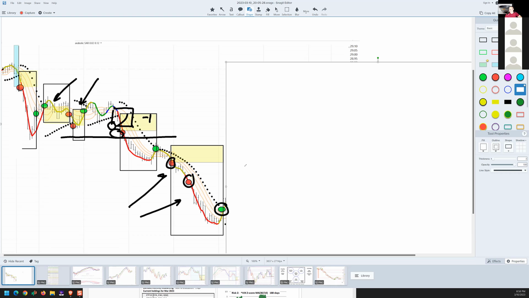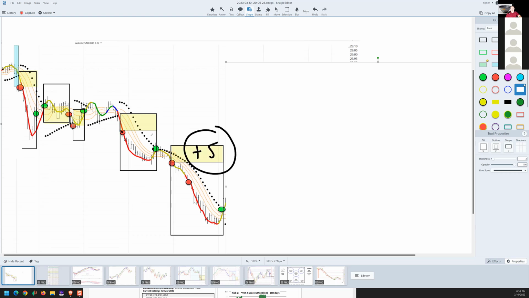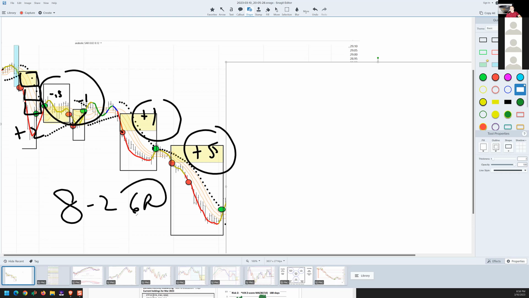We got two positions for multiple R's. This one is +3. That one is +2. So this is +5. This one is +1. Let's clean that up. So this one's +5. That one's +1. That's -1. This is -0.5. That one's +2. So 5 and 1 and 2 is 8. That's -2. That's about a 6R day, intraday.